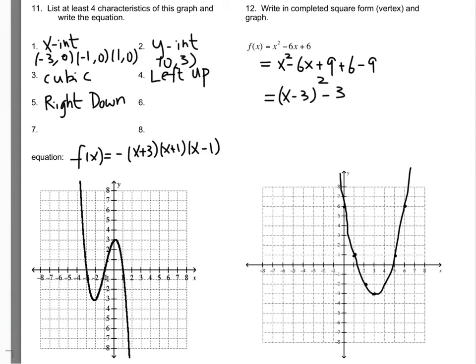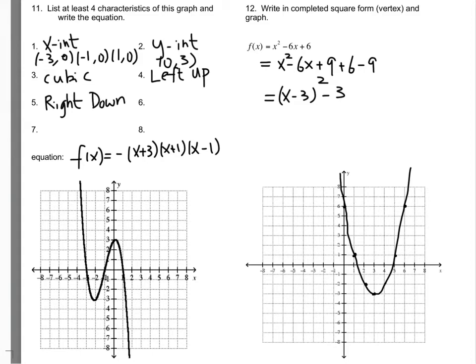And then because our x-intercepts are singles, it crosses smoothly. So I know my equation is going to be f of x equals negative (x plus 3) times (x plus 1) times (x minus 1).